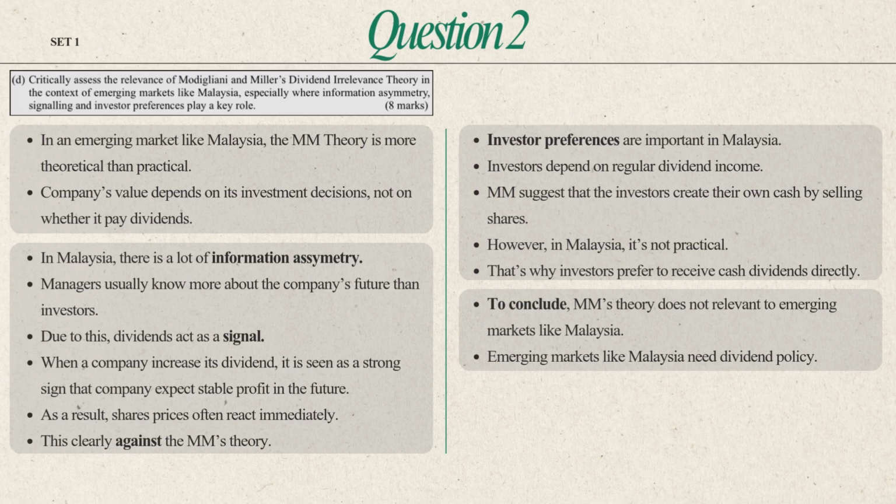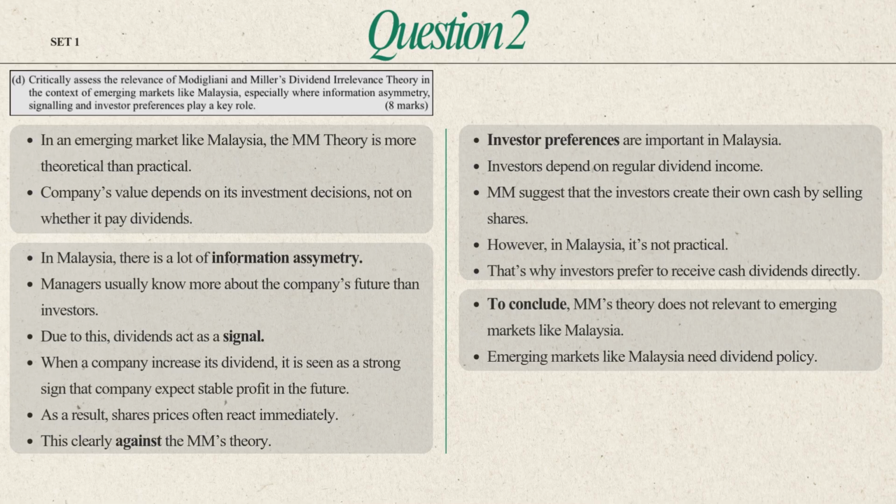For D, we need to critically assess the relevance of Modigliani and Miller's dividend irrelevance theory in the context of emerging markets like Malaysia, especially where information asymmetry, signaling, and investor preferences play a key role. The answer is, in an emerging market like Malaysia, Modigliani and Miller's dividend irrelevance theory works more as a theoretical benchmark than a practical reality. They say that the company's value depends only on its investment decision, not on whether it pays dividends. However, this idea assumes a perfect market, which does not exist in Malaysia.